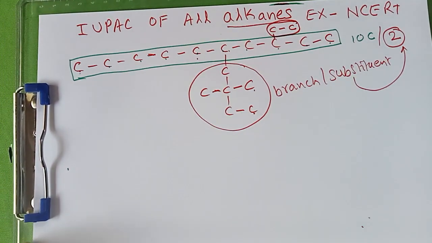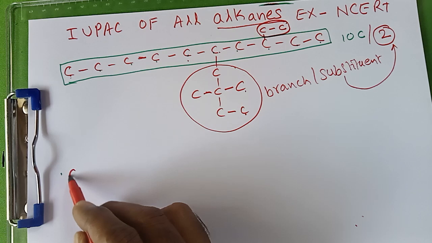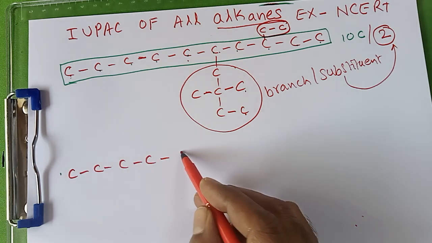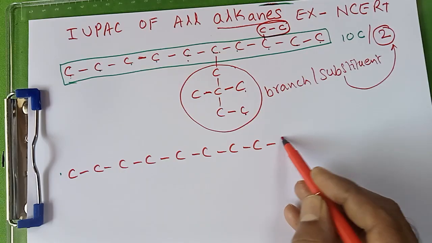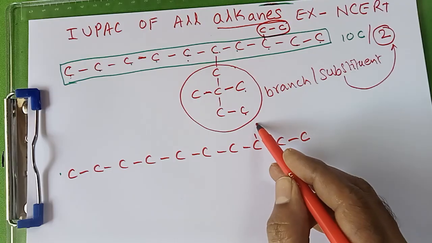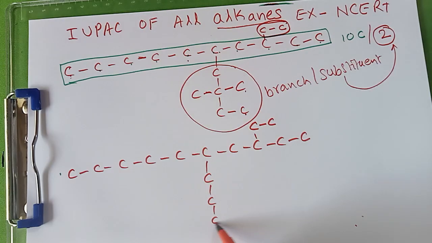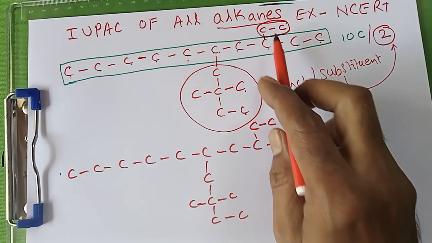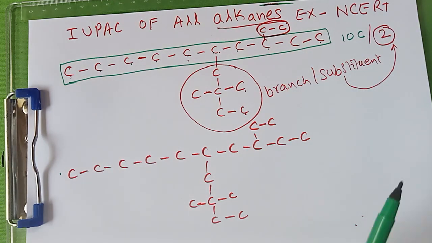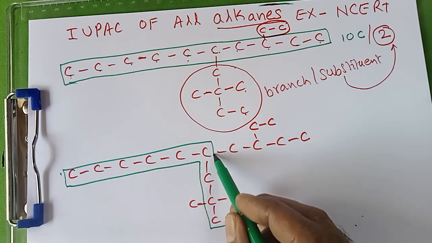Same structure, same example. Carbon 1, 2, 3, 4, 5, 6, 7, 8, 9. 1, 2, 3, 4, 5, 6, 7, 8, 9. 10 carbons. Here one branch. 1, 2, 3, 4. Next 1, 2, 3, 4. Here C and C. Instead of this, for example, I say that this is the parent chain. Parent chain means longest chain is parent chain. We know the rules.